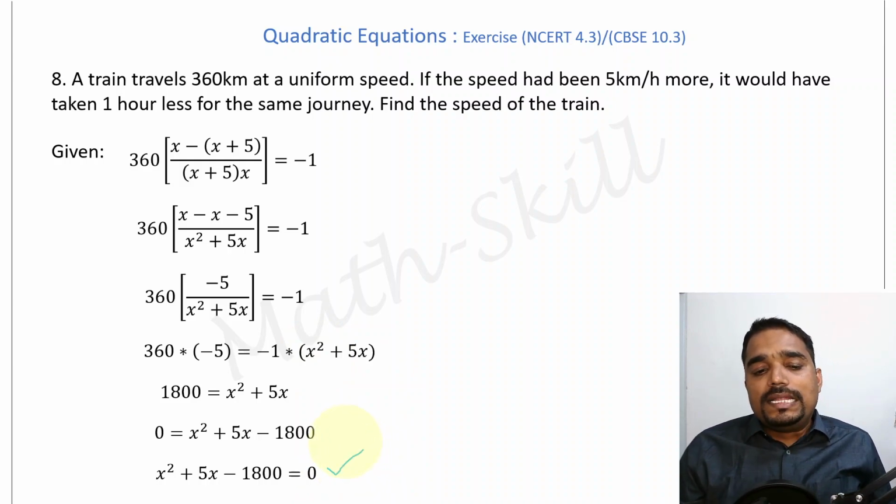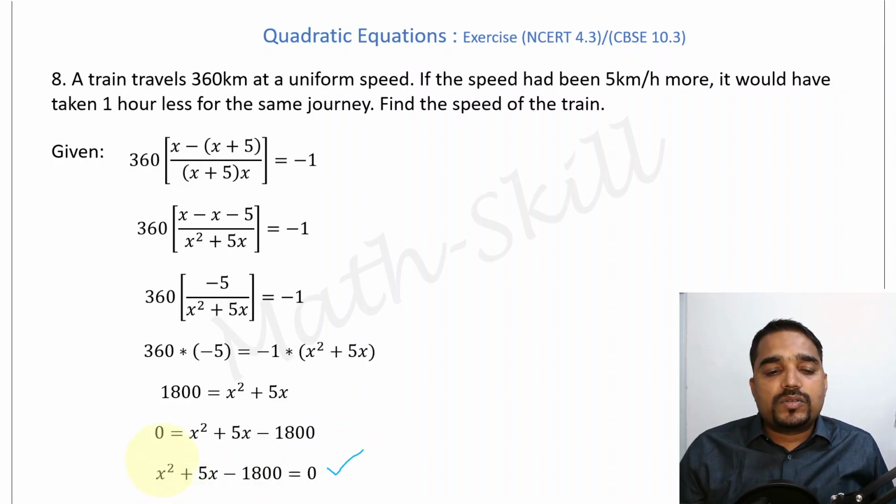Now we see that this equation cannot be simplified further, as the first term is an x square term, second term is an x term, and third term is a constant term. So since all three terms are unlike terms, they cannot be added or subtracted.